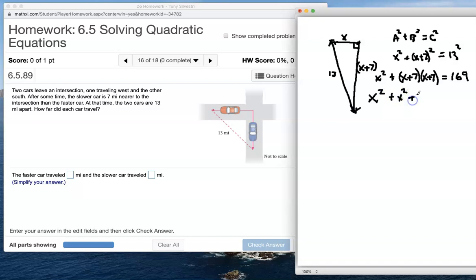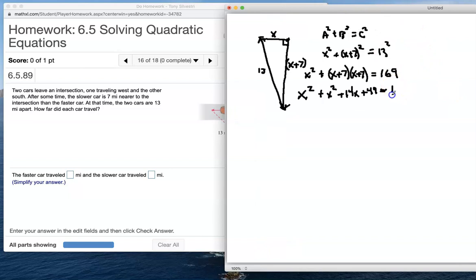This is 7x plus another 7x is 14x. See, this x squared has nothing to do with this. This is the x times x due to the FOIL job. Plus 49 is equal to 169. Okay, so let's clean this up.